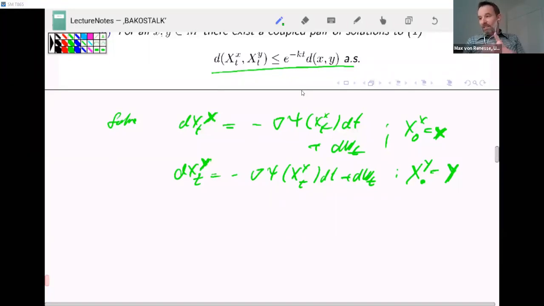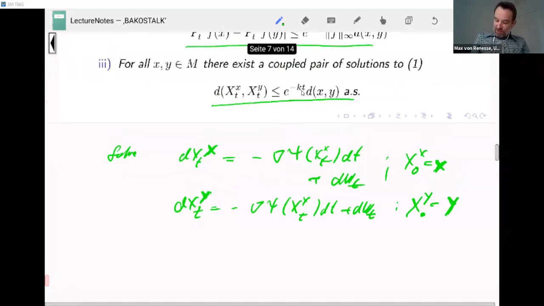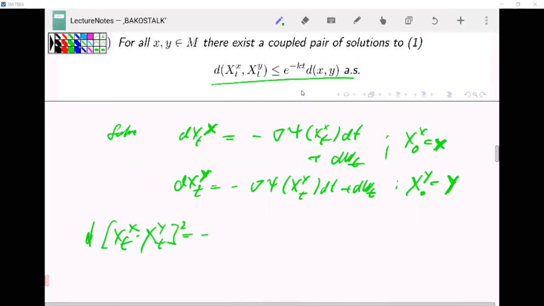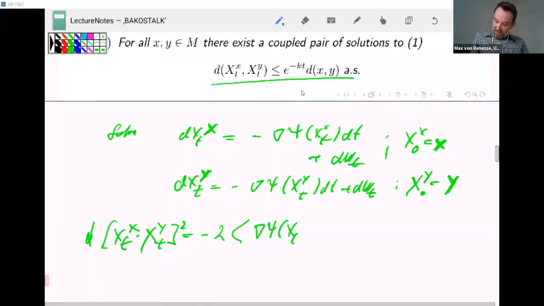Well, you have to do the Riemannian calculations in the end still, because, well, in the flat case, let me just finish this line here. So if you do the Itô formula, you get minus two, grad psi of X_t^x, correction, minus grad psi of X_t^y, times X_t^x minus X_t^y.